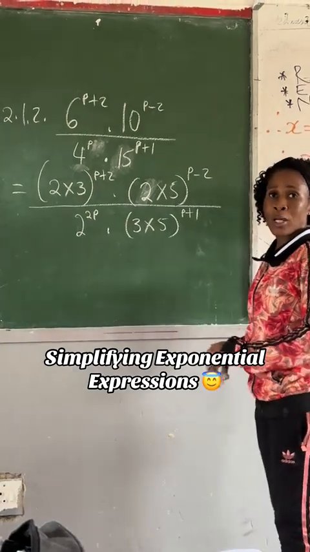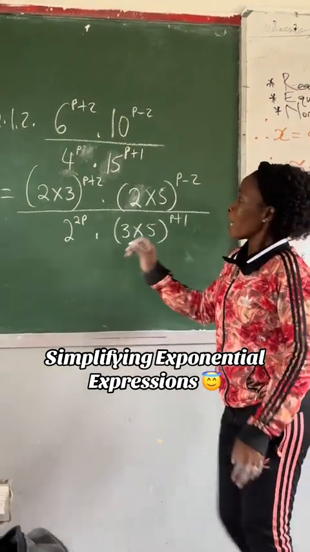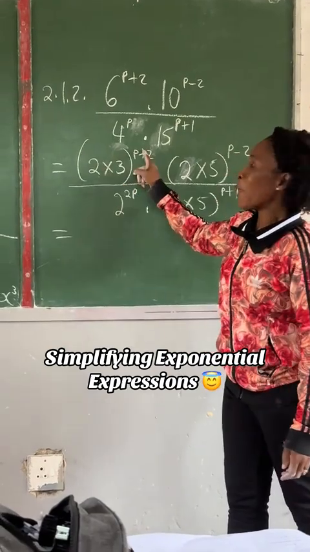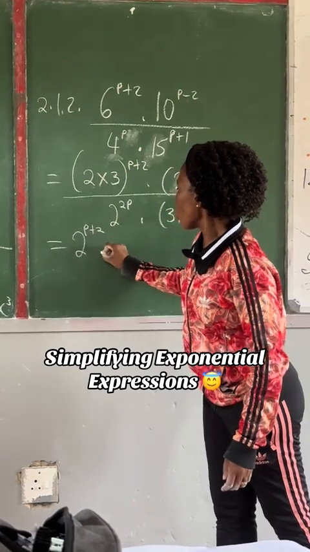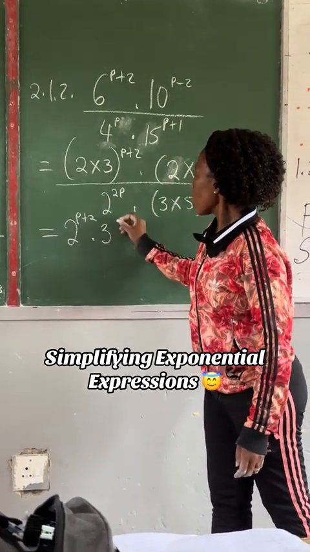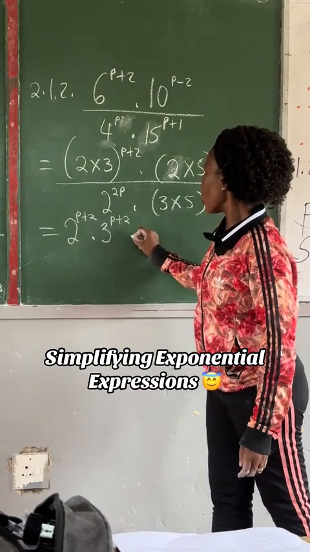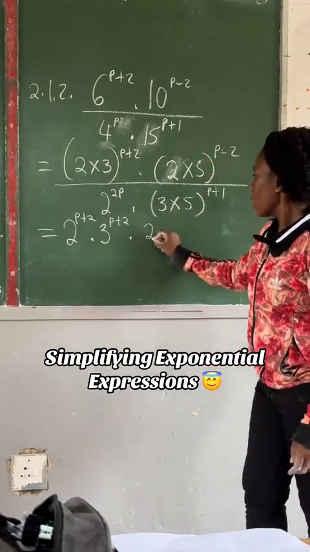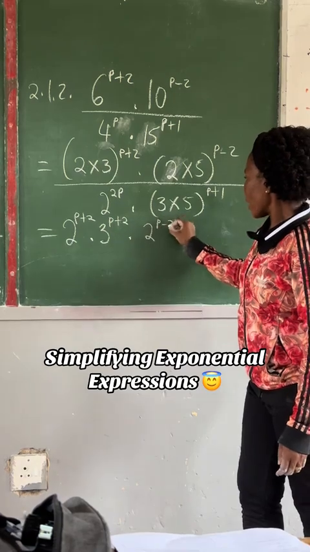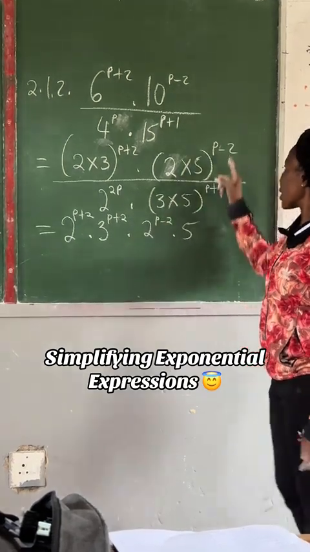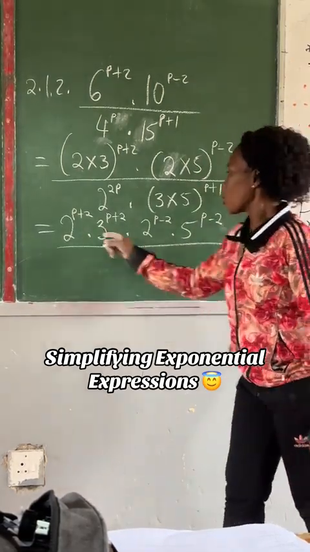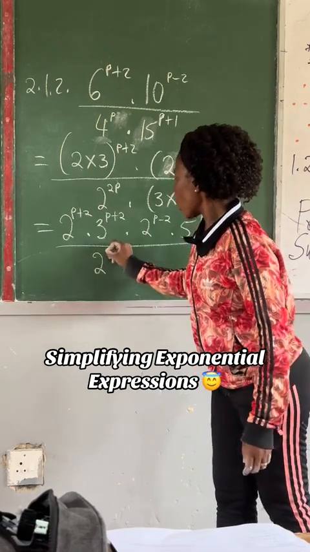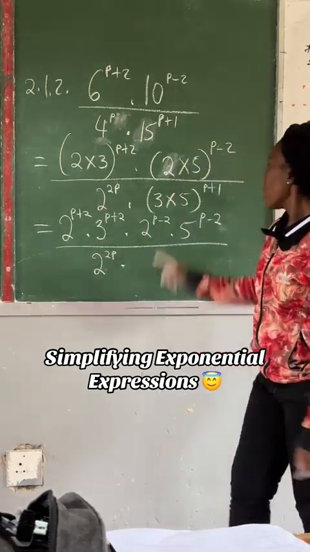That is your honor marks. You will have the first mark here. And then the next step, separation. 2 to the exponent P plus 2, 3 to the exponent P plus 2, 5 to the exponent P minus 2, over 2 to the exponent 2P, and then.